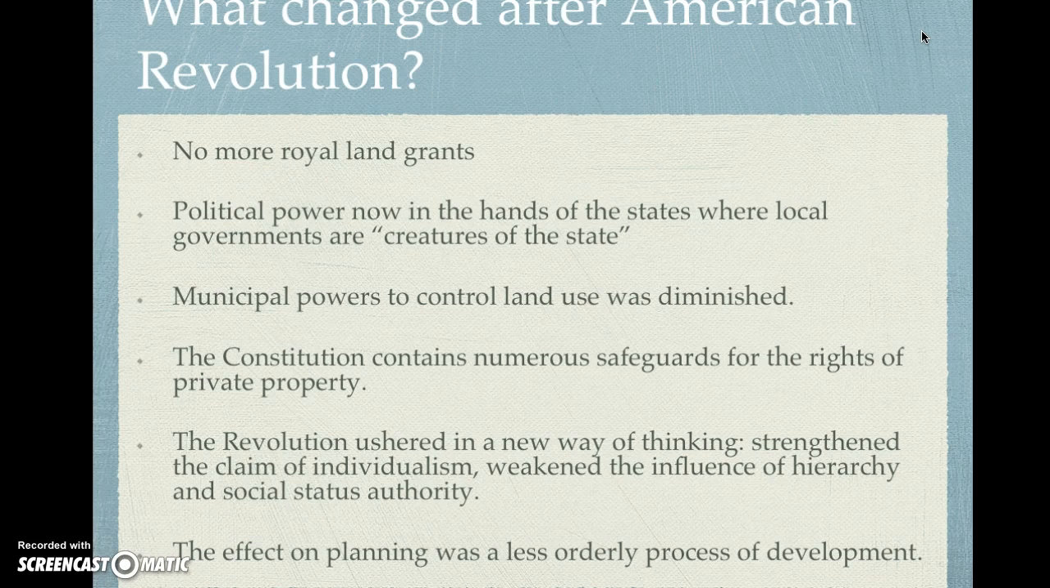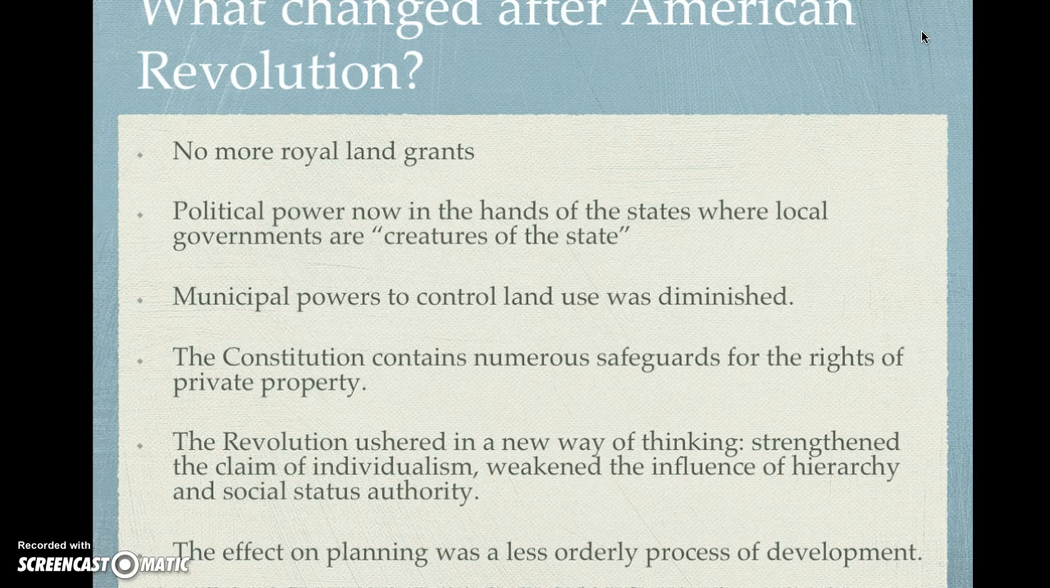If any of you are not in policy classes or politics classes and you want to talk about this American structure of government more during our in-class time, we can do that. Just ask me. But really, the municipal power to control land use was diminished. So before, when the town could completely control the land, it's not that way anymore.